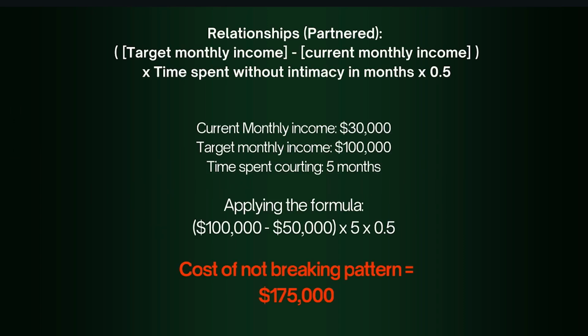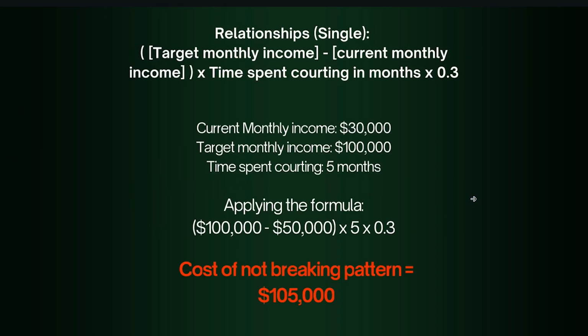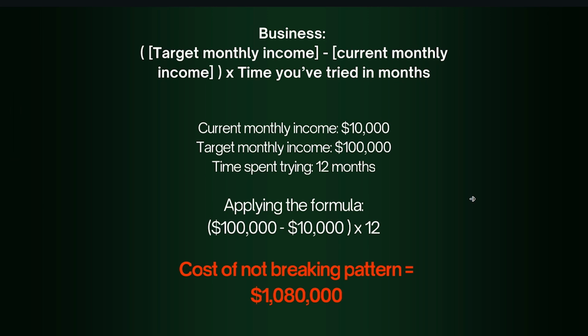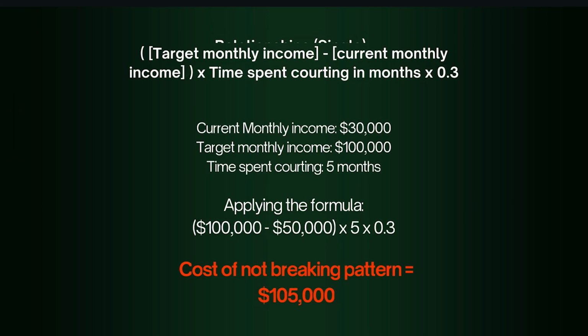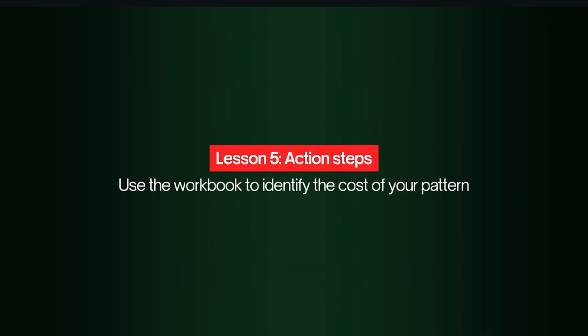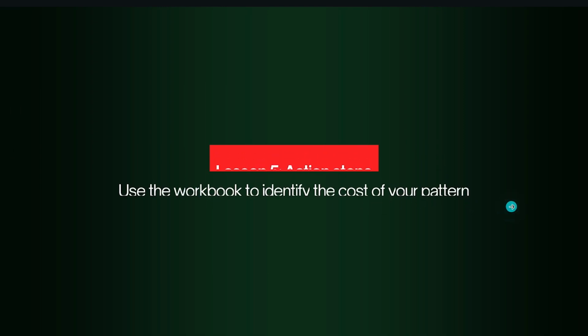You've seen the cost here, $175,000, $105,000 in this case, and up to $1 million because you're not breaking your pattern. It's now time for you to identify specifically what is costing you in your life in relation to whatever pattern you've identified. There's a step for you in the workbook to make this extremely easy. All you have to do is go there, use the workbook, and identify the cost of your pattern.